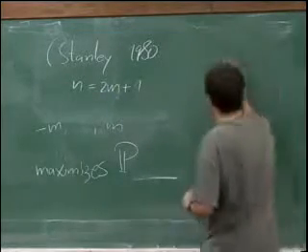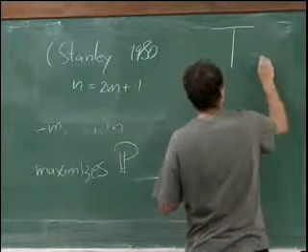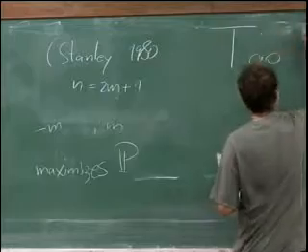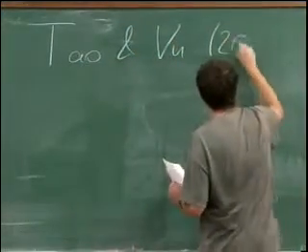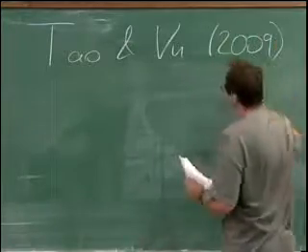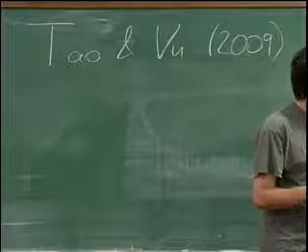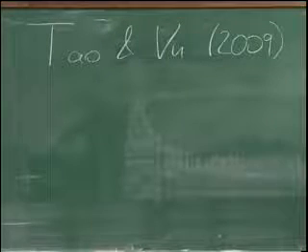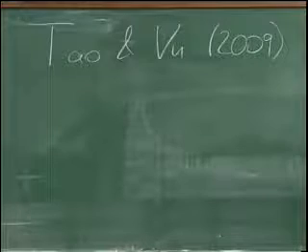And the result that I'm going to use is the result of Tao and Vu, rather recent, from 2009, which more or less gave a full classification of when this should be small, when this is not too small.